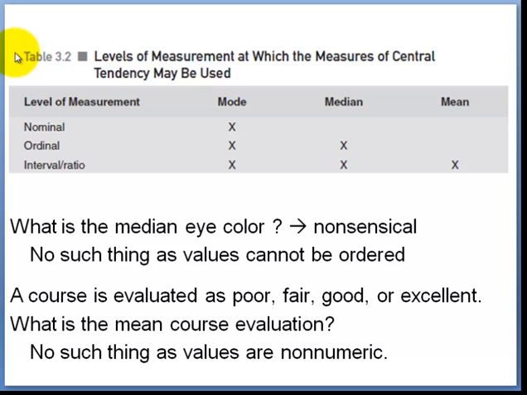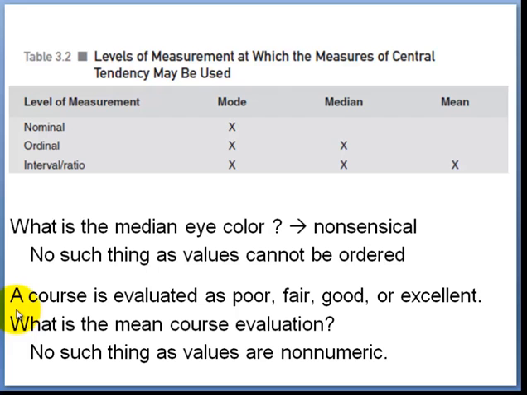This table summarizes levels of measurement at which the different measures of central tendency may be used, so that you can see that the mode can be used at all three levels. The median is only valid at the ordinal and interval ratio levels, and the mean is valid only at the interval ratio level of measurement.